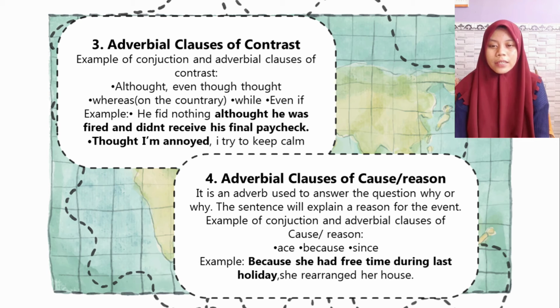The fourth is adverbial clauses of cause or reason. It's an adverb used to answer the question why. The sentence will explain a reason for the event. Examples of conjunctions of adverbial clauses of cause or reason: as, because, since. Example: because she had free time during the last holiday, she rearranged her house.